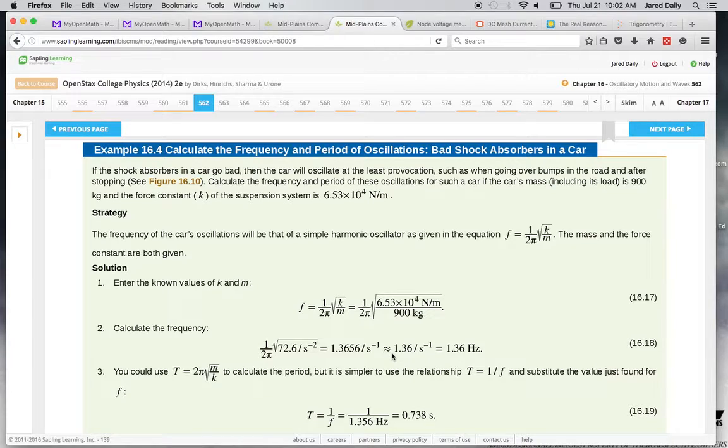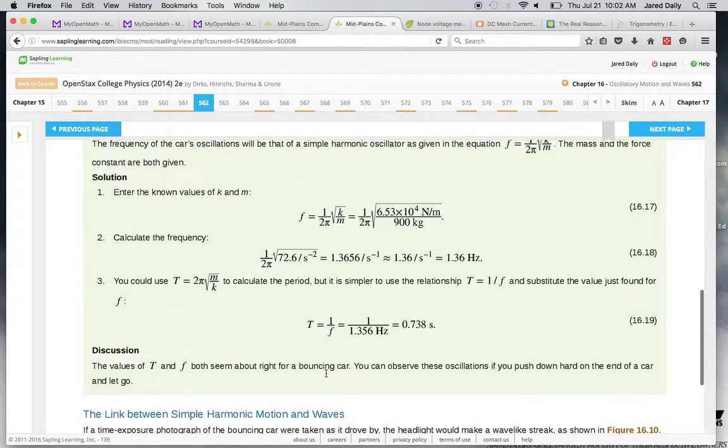So if you don't have those and you jump on the bumper or something, the car will bounce up and down with a particular frequency, with a particular period, and that will be pretty close to this frequency calculation here, 1 over 2 pi times the square root of the spring constant over m. If we know the spring constant and the mass of the car, we can calculate this, and they give those things, so we can just plug them in, and we get a frequency of 1.36 hertz, which means it would bounce up and down once every 1 1/3 second or so.